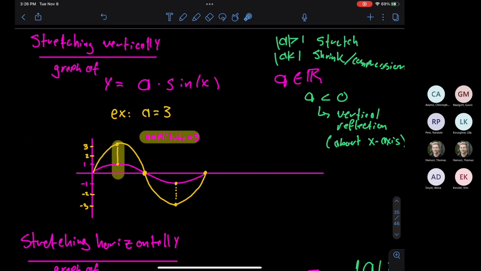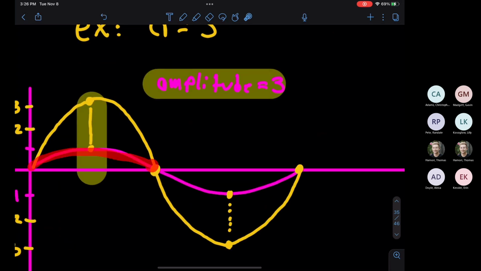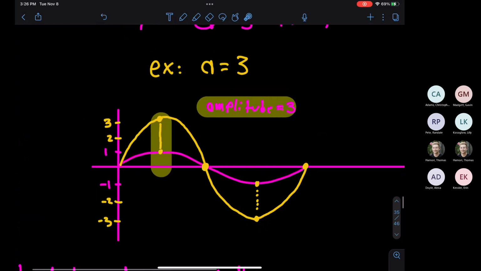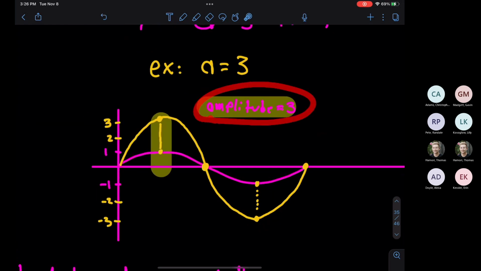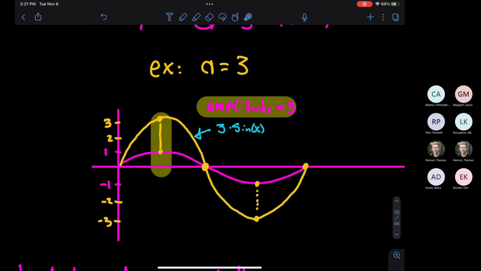So if the normal sine function looks like this, then if we did 3 times sine of x, this would be the graph of 3 times sine of x. We just make the height of every single point 3 times what it was before. So 3 times 0 is 0, so obviously this is still going to go through the x-axis at the same points. But it's going to be stretched.